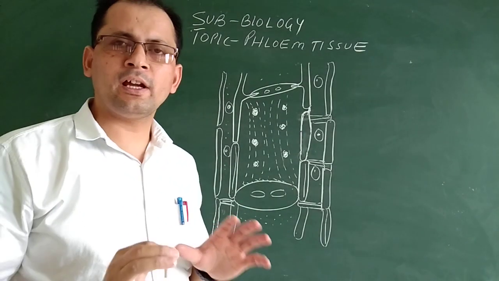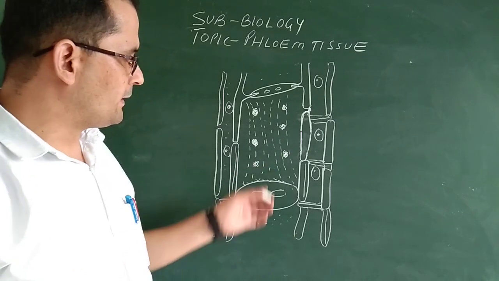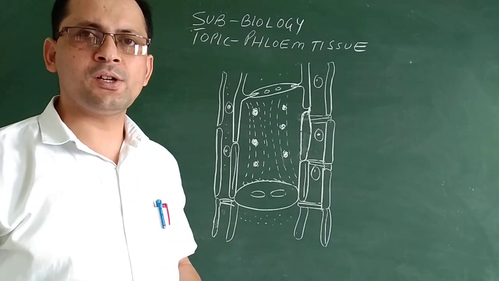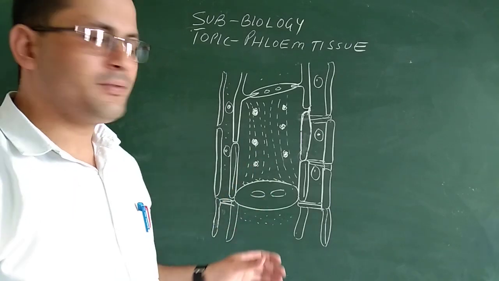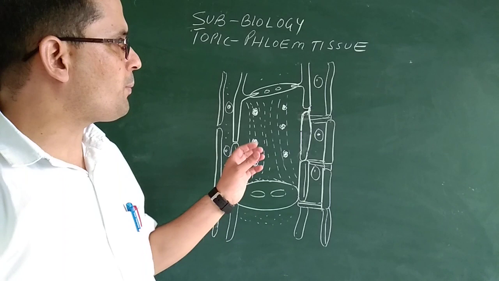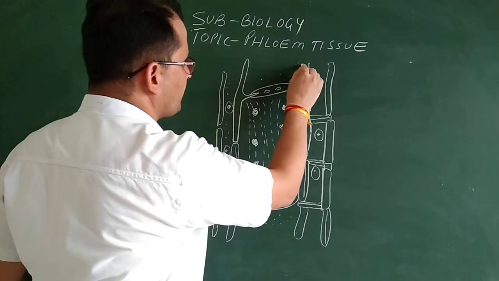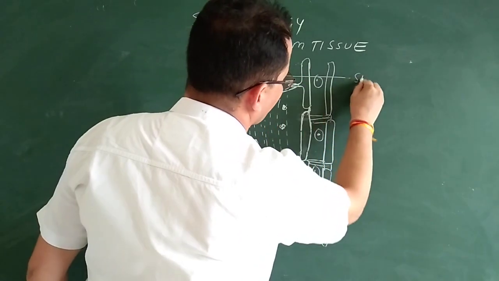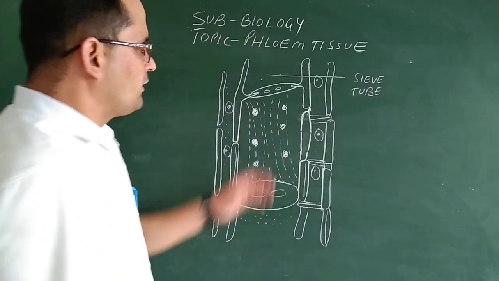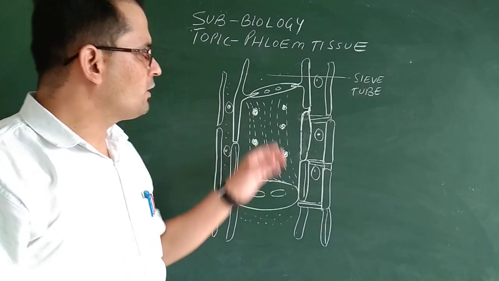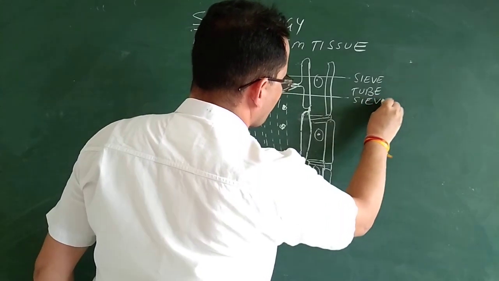Now see, I was talking about 4 types of cells which are present in the phloem tissue. So this is the diagram of the phloem tissue. Now I am going to label it and tell you where the different cells are located. So the first part is the sieve tube. This entire tubular structure, this one, is the sieve tube. These are tube-like structures which have pores, known as sieve pores.